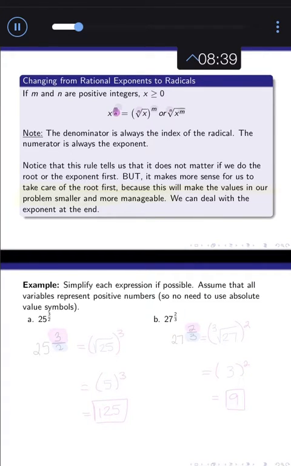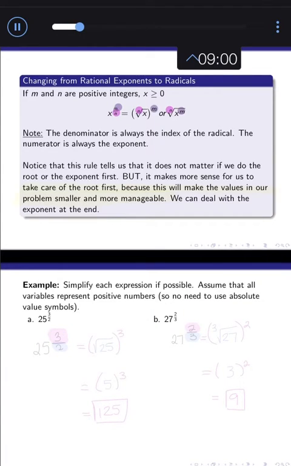So just to review, whenever we have a fractional exponent, whatever number is on the bottom of the fraction will be whatever type of root it is, and whatever number is on the top of the fraction will be your ordinary exponent. The ordinary exponent can go on the inside of the root or on the outside of the root. It does not matter.